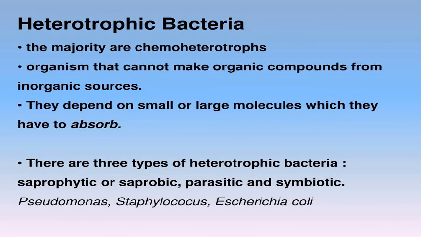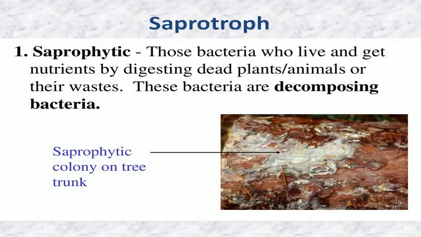Now the heterotrophic bacteria. Heterotrophic bacteria are also called chemoheterotrophs because they cannot make organic compounds from inorganic sources. They depend on small or large molecules which they have to absorb. There are three types of heterotrophic bacteria: saprotrophic or saprobic, parasitic, and symbiotic. The first one is saprotroph.